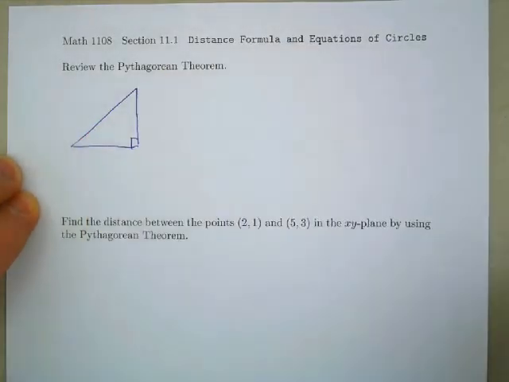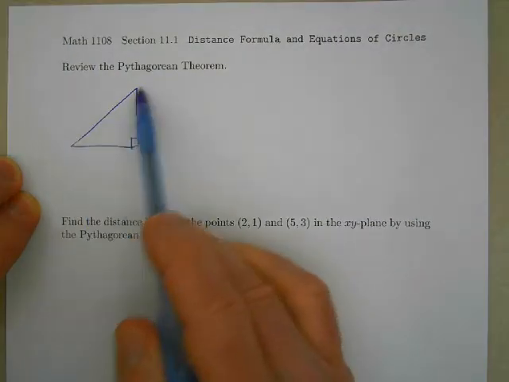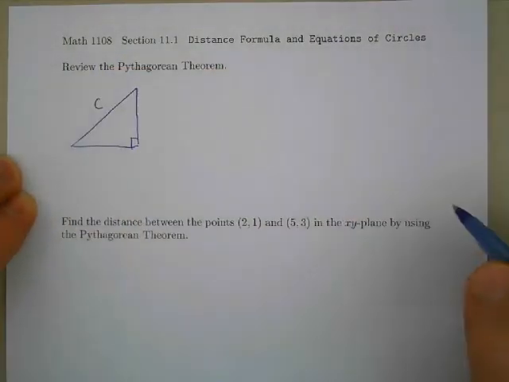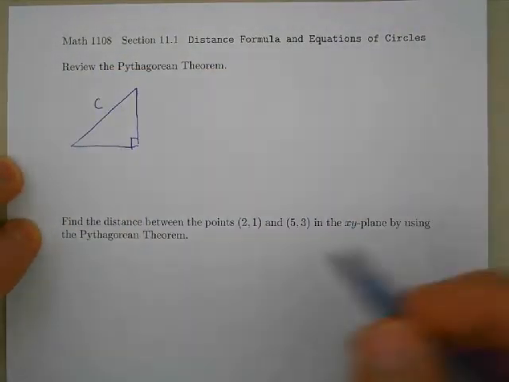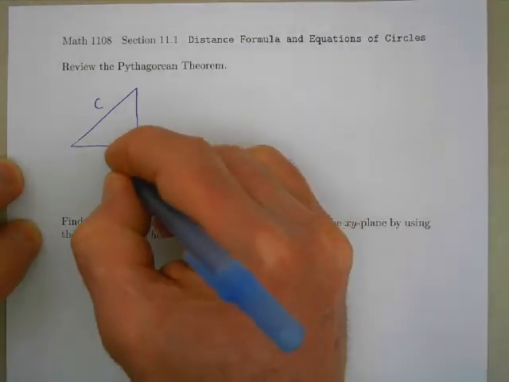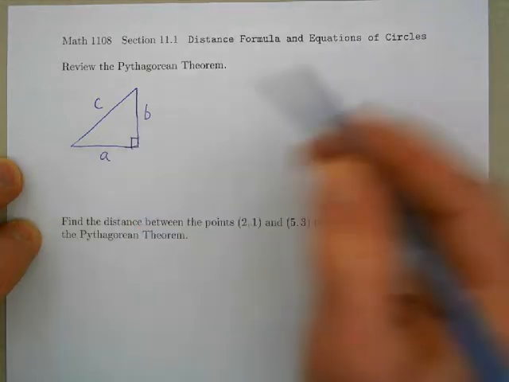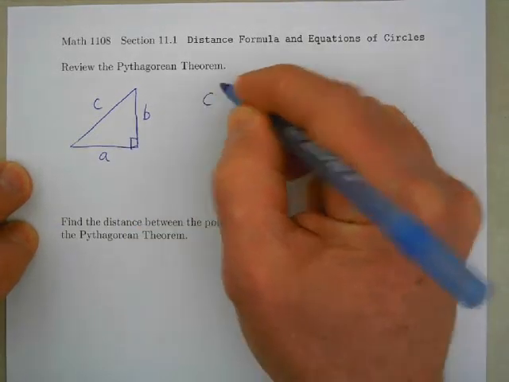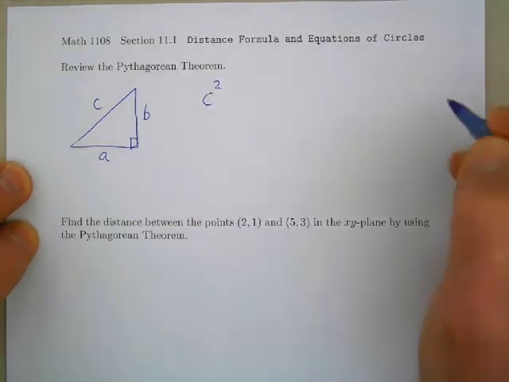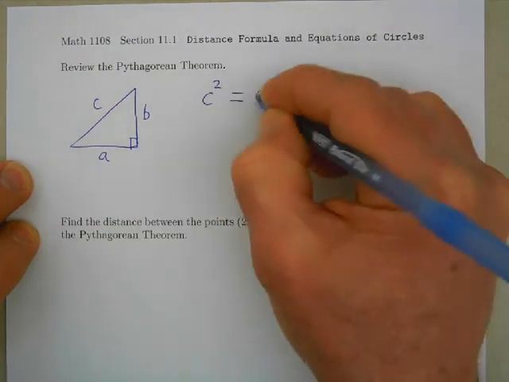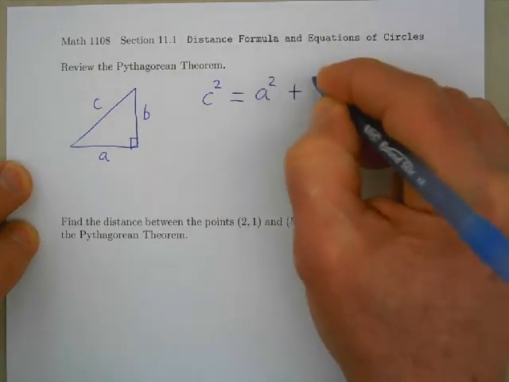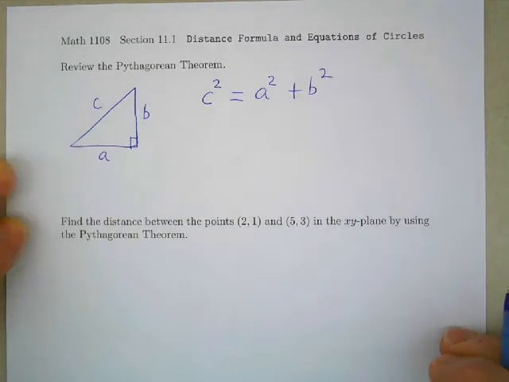So if you have a right triangle, and the length of the hypotenuse is c, and the lengths of the two legs are a and b, then the Pythagorean theorem says if you square the length of the hypotenuse, that's equal to the sum of the squares of the lengths of the two legs.